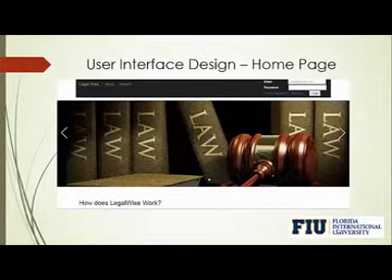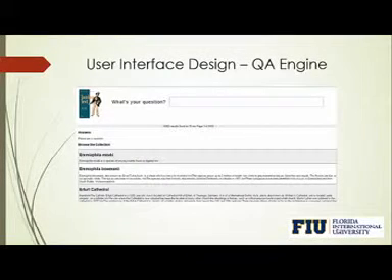User interface. The following is the user interface for the homepage. As you can see, in the upper right hand side of the homepage you will find the login box. This is the user interface for the QA system. In the question box, we can type the question that we need the QA system to answer.